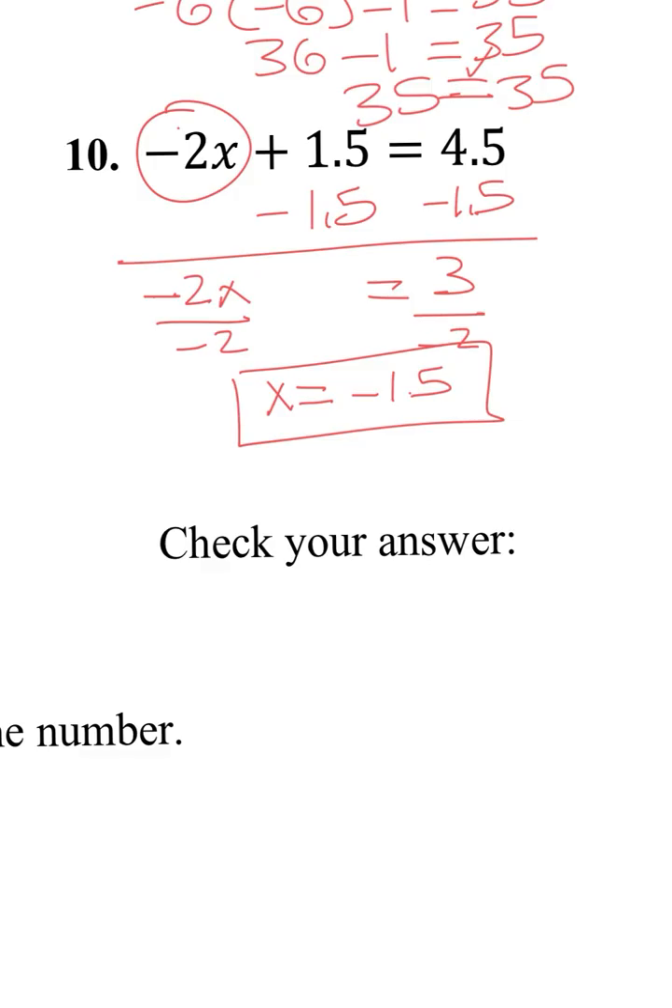And let's go ahead and check our solution. So we're going to go negative 2 times negative 1.5 plus 1.5 is equal to 4.5.